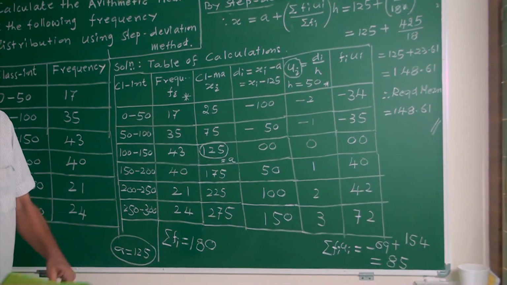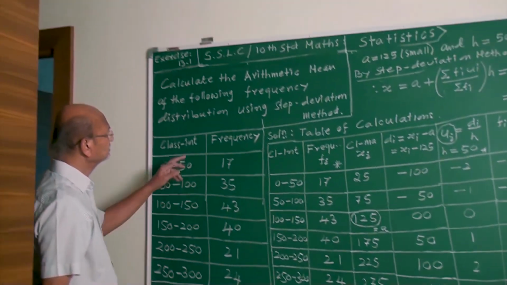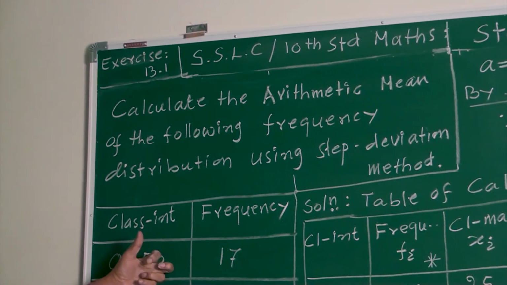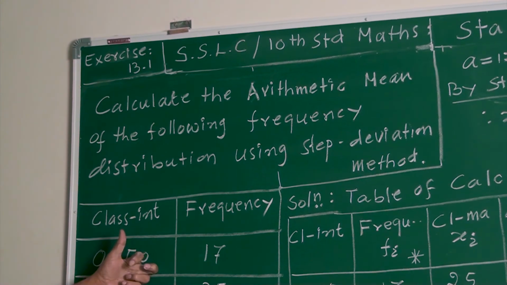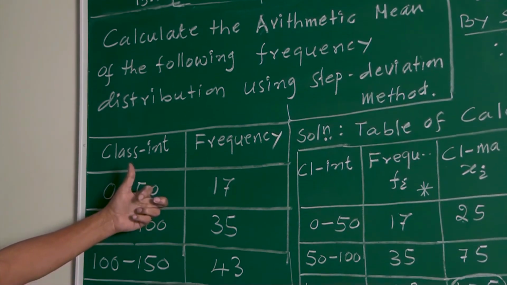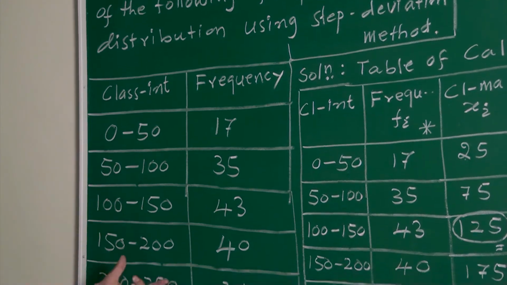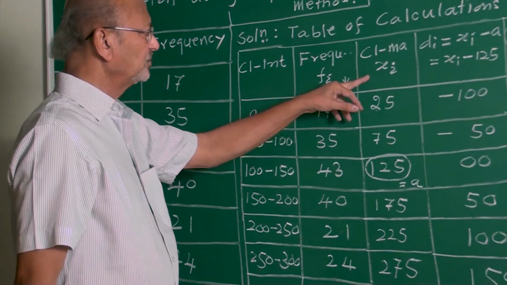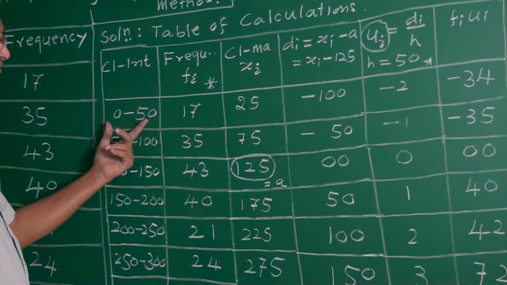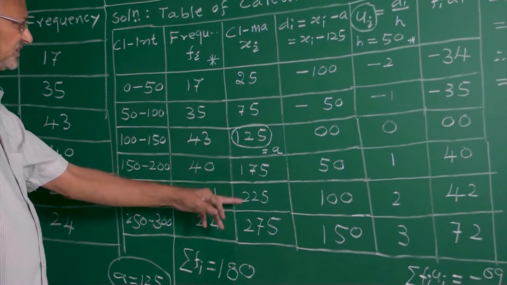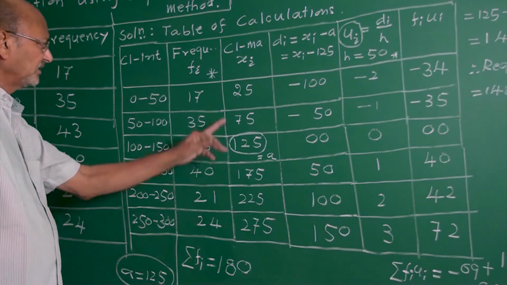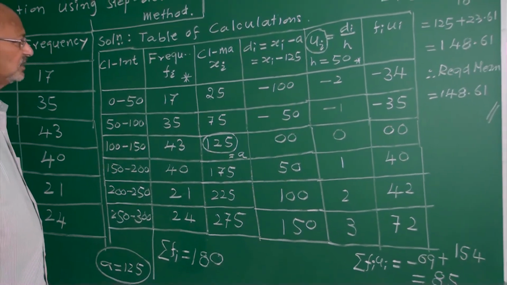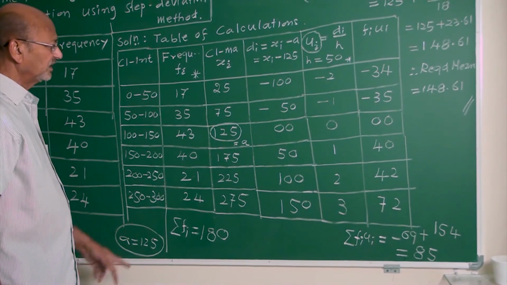Yes, friends, see, this is a frequency distribution given. You wanted to find its mean, arithmetic mean, by step deviation method. Both the columns written as it is. Xi, class mark, sum divided by 2. Yes, this is Xi column, which is simplified. Then you go for A, what is your A?